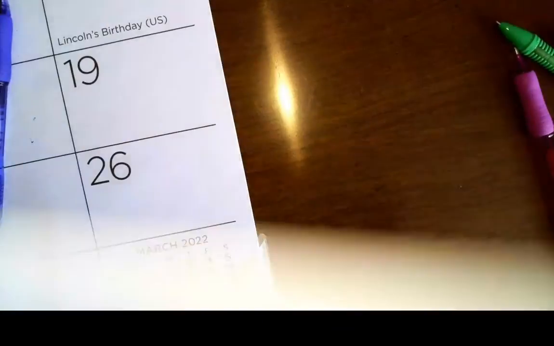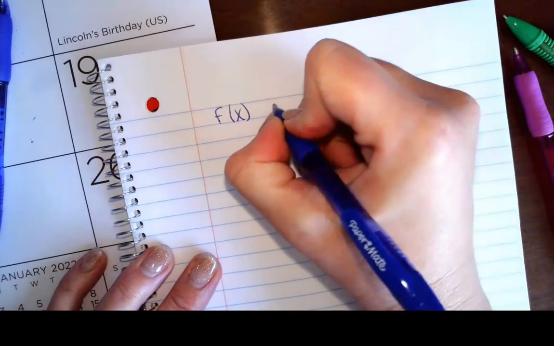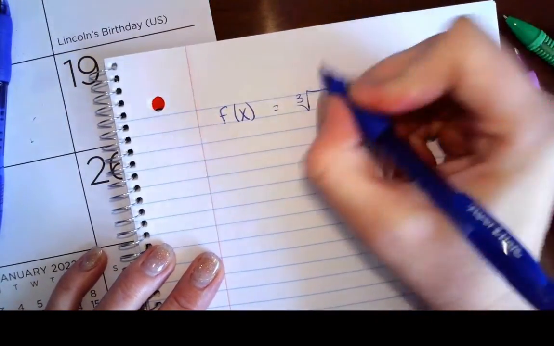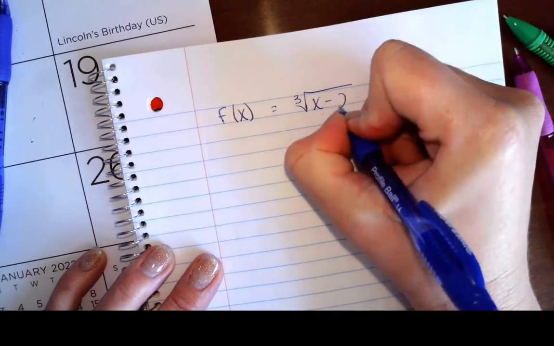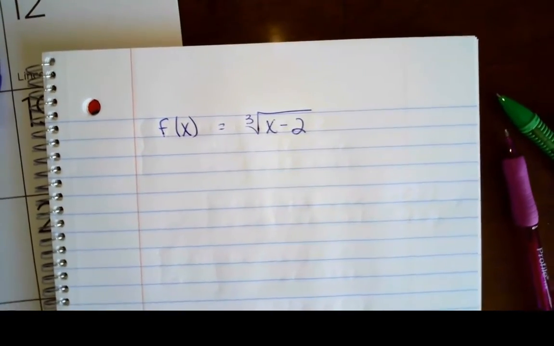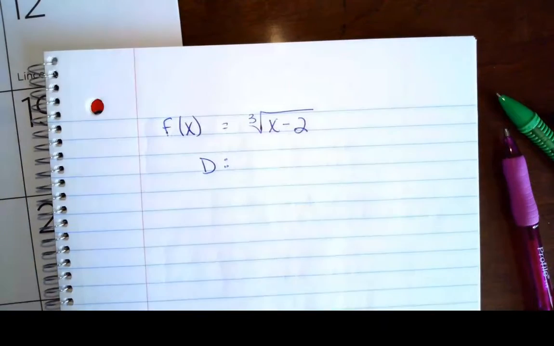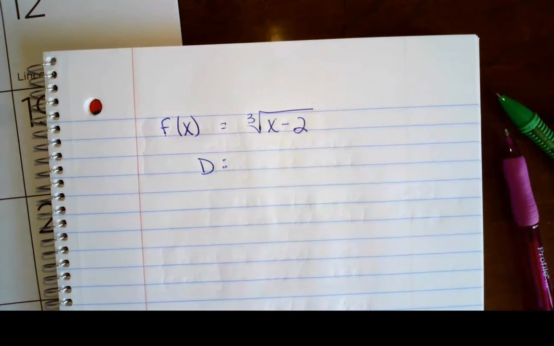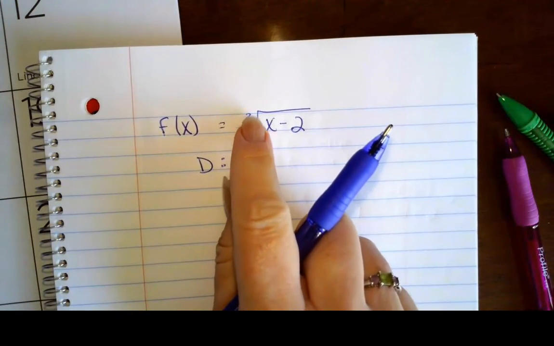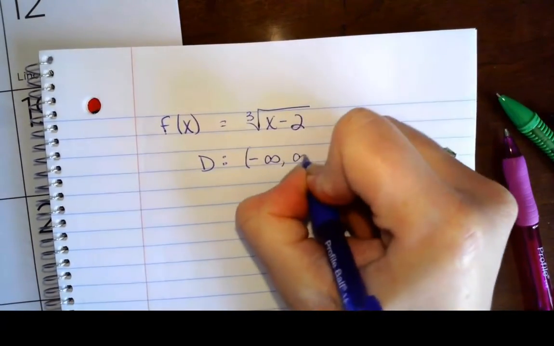So for our last example, and then we'll cover the rest in class, we have f of x equals the cube root of x minus 2. When I'm looking for domain, I assume that my domain is all real numbers unless I see variables in denominators, which I don't, or variables under even roots. Well, this is an odd root. It's a cube root. So my domain is all real numbers.